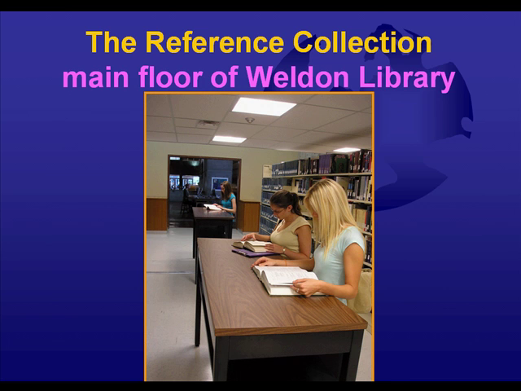Hundreds of single and multi-volume encyclopedias and dictionaries on dozens of different academic topics can be found in the reference collection, located on the main floor of Weldon. Many of these reference sources include maps, timelines, and sources for further reading. Feel free to browse the shelves of the reference collection or ask research help staff for suggestions.